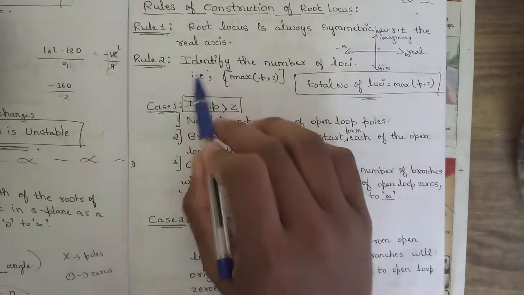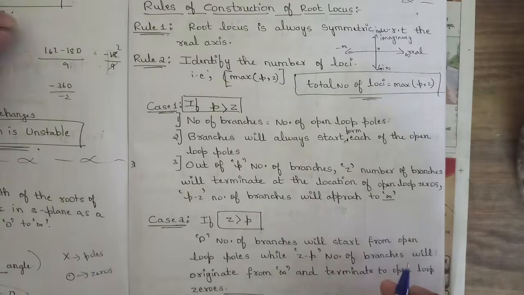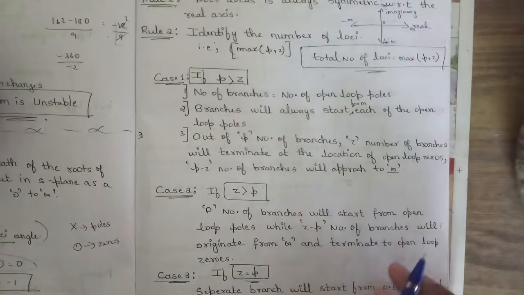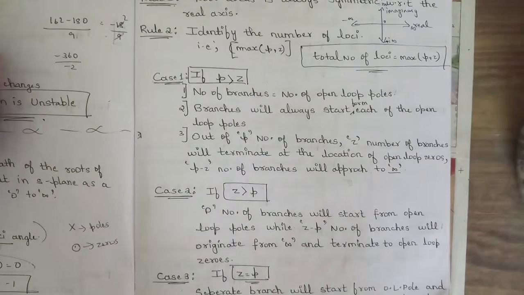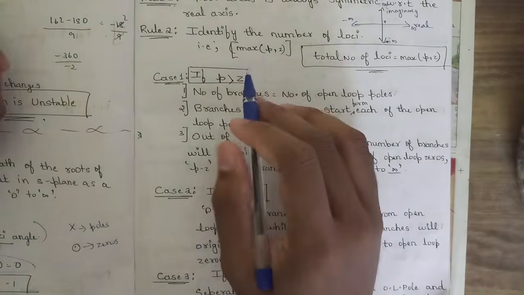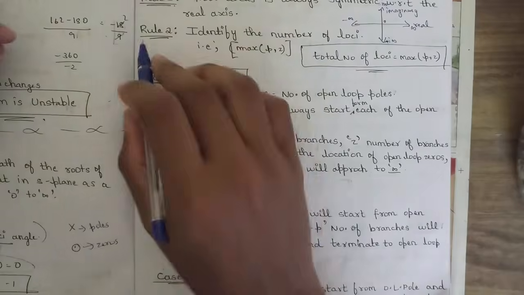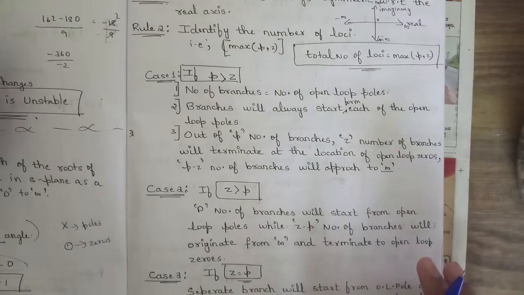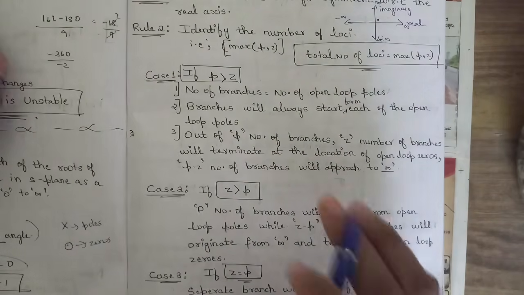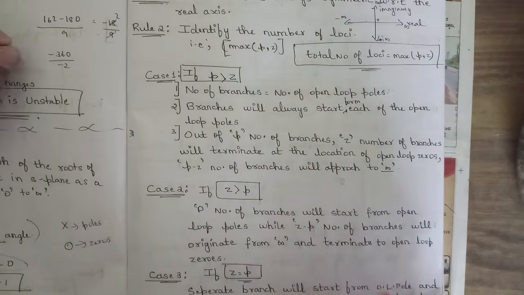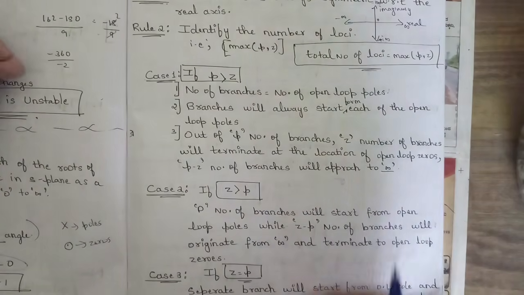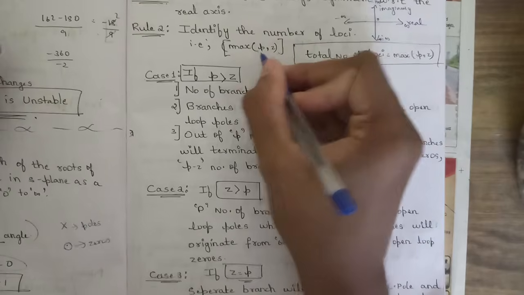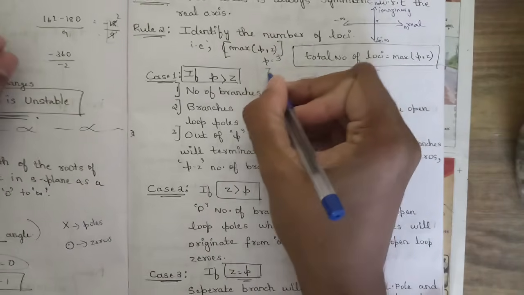The second rule says that we need to identify the number of loci. Loci means the number of root locus branches; the plural of locus is loci. How do we identify the number of loci, or the number of curves formed in the graph? Rule 2 says it is the max of P comma Z. In a particular transfer function, we first write the transfer function, and then write the number of poles and number of zeros present by checking the numerator and denominator terms. Then take the max of P comma Z. Say, for example, in a particular transfer function we have the number of poles as 3 and the number of zeros as 2.